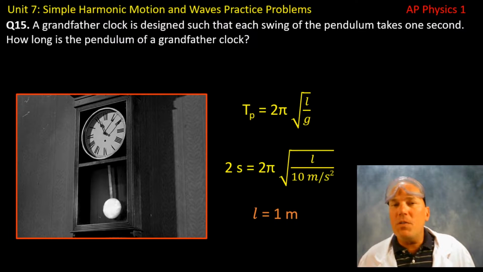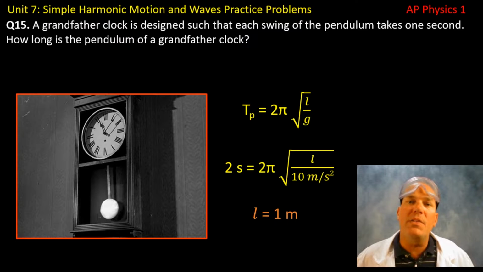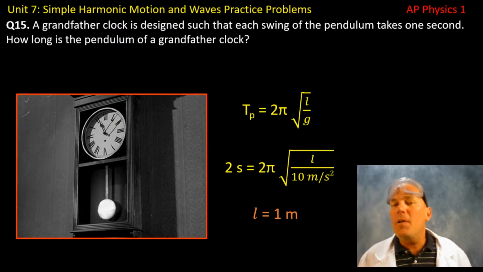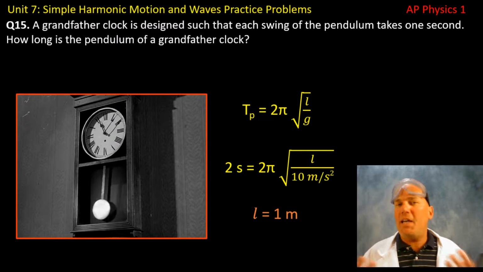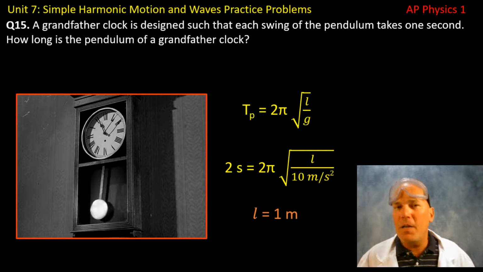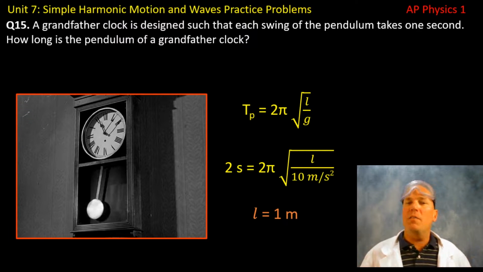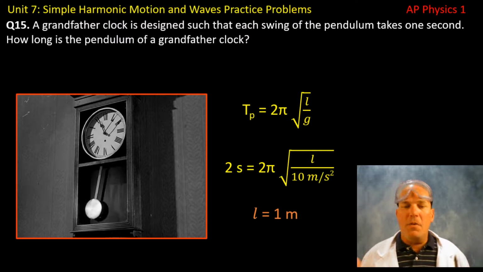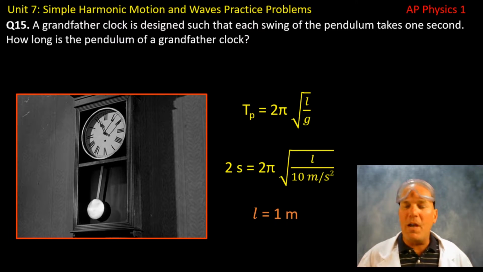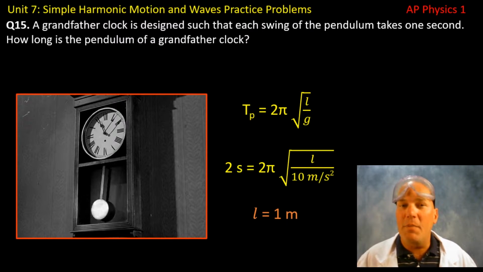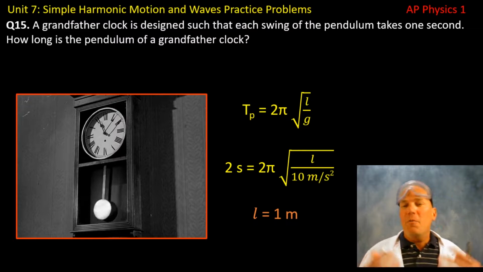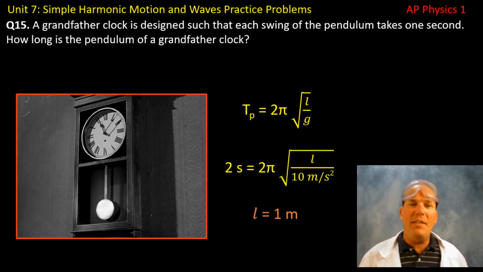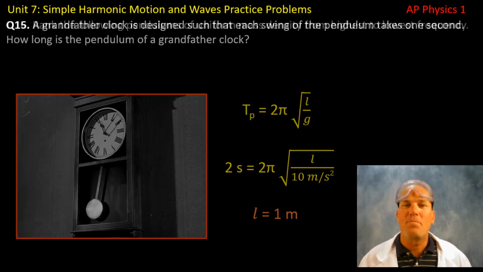Now, of course, we're using 10 meters per second squared in our problems, but for a true seconds pendulum using 9.81, you will get a smaller value, 0.94 meters or something like that. But for all practical purposes, right around 1 meter is the length of the pendulum for a seconds pendulum, this grandfather clock.